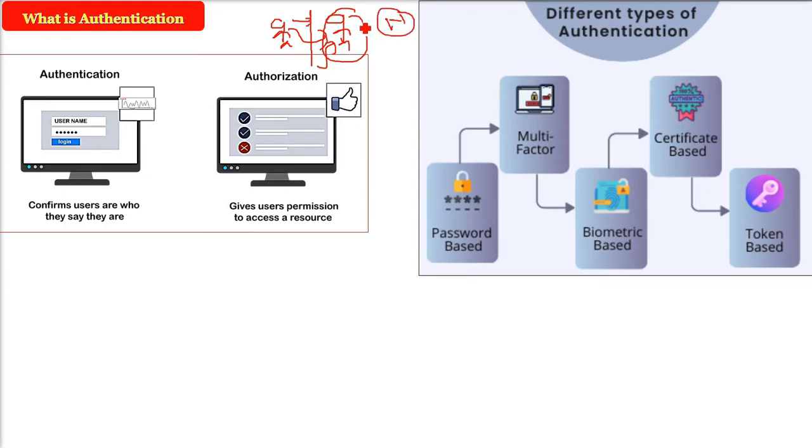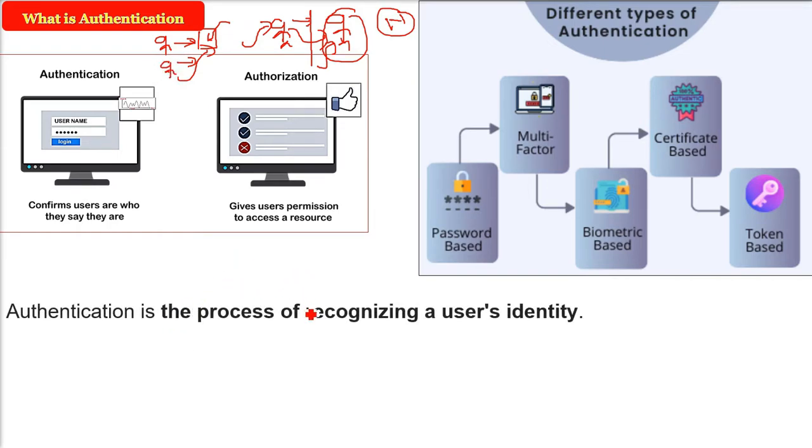That is, if this person, or a software, or a subsystem, or some packet wants to enter, they need to authenticate themselves. So authentication confirms users are who they say they are. There is one more concept which is generally talked about with authentication: authorization. That is, if you, your friend and your mother are at the same house, there are certain places you and your mother can access, but say the friend cannot access. So authorization gives users permission to access a resource.